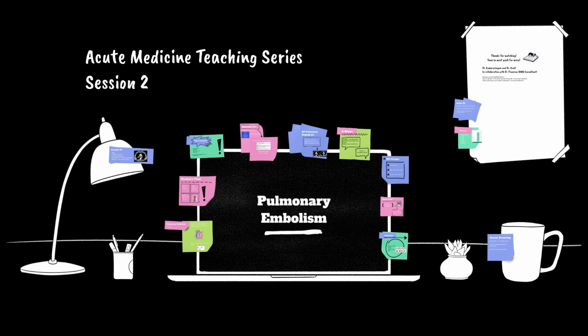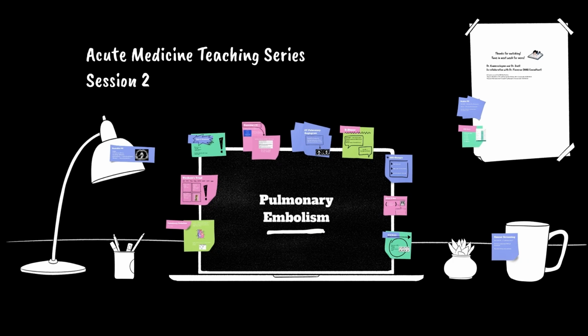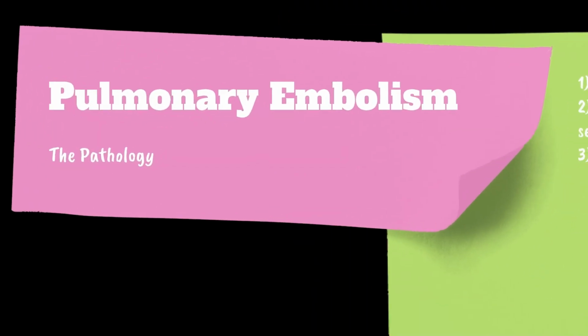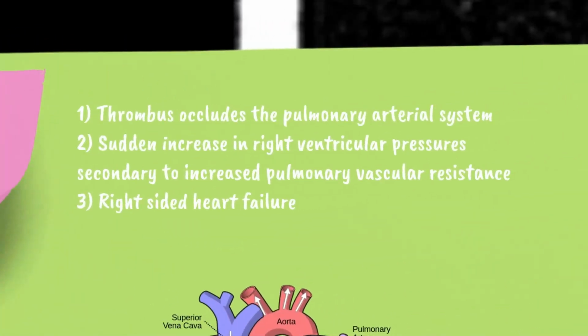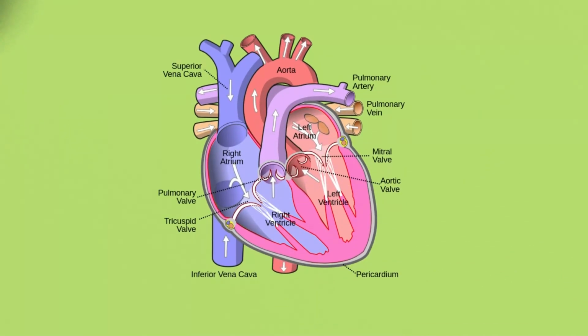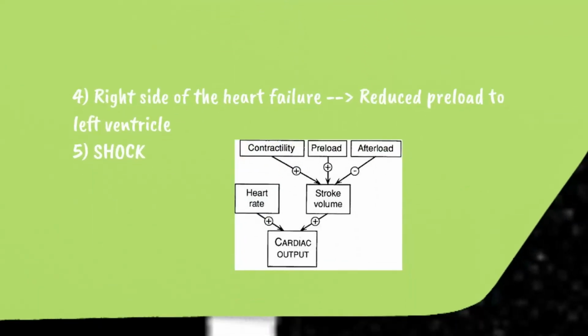During the second session, we will be talking about the management of pulmonary embolism. So, what is a pulmonary embolism? It can be a life-threatening condition where a thrombus occludes the pulmonary arterial system. This suddenly increases the right ventricular pressures as the heart has to now pump against an increased pulmonary vascular resistance. This can result in subsequent right-sided heart failure, lowering the preload into the left ventricle, resulting in hypotension and shock.